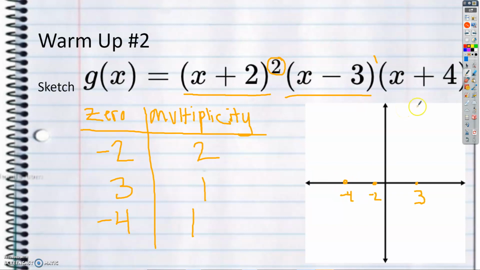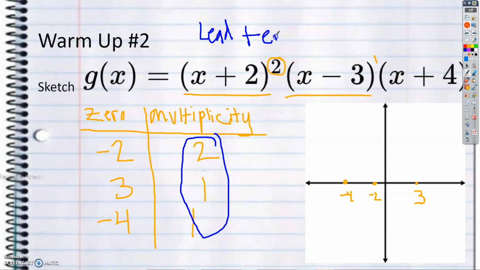Okay. So now that I have my zeros graphed, I have to think of my end behavior, what my leading term is. So if I add up all of my multiplicities, 2, 3, 4, that means my leading term is going to be x to the 4th. And since there is a positive out here, you could say it's positive x to the 4th. So remember, if my leading term is x to the 4th, that means it's an even. So that means my arrows are going to be positive and going in the same direction like that.